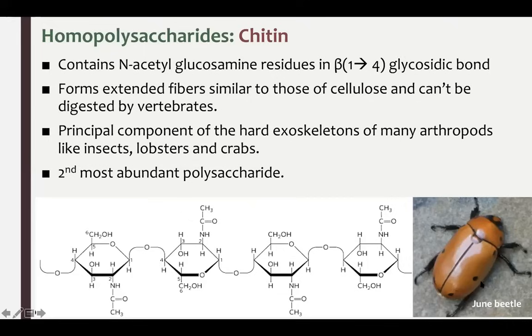And you can see here this is a beetle. You can find this beetle somewhere. The exoskeleton of these insects is made up of chitin. That is, it makes the hard exoskeleton of many arthropods, and you can also find it in lobsters and crabs. Chitin is called the second most abundant polysaccharide in nature. This homopolysaccharide also forms fiber-like molecules, and they also cannot be digested by vertebrates.